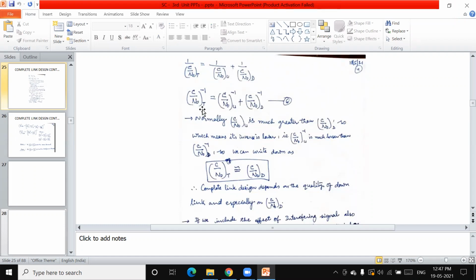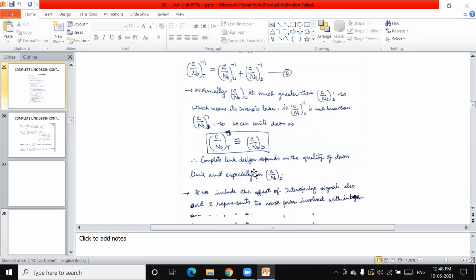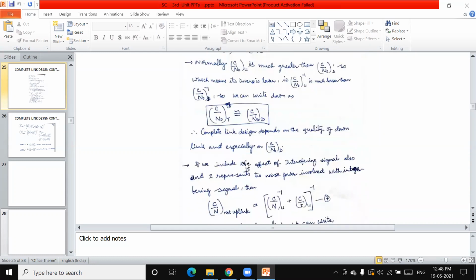Therefore, C by N naught T inverse is equal to C by N naught D inverse, or if you remove the inverse also, it's clear. C by N naught T is approximately equal to C by N naught D. This is the equation. Therefore, the complete link design depends on the quality of the downlink and especially on C by N naught D.